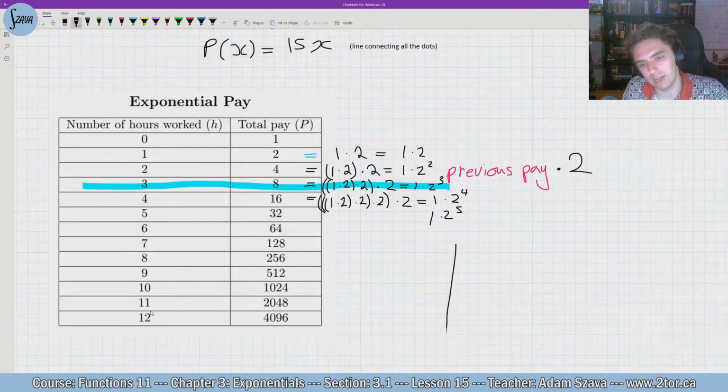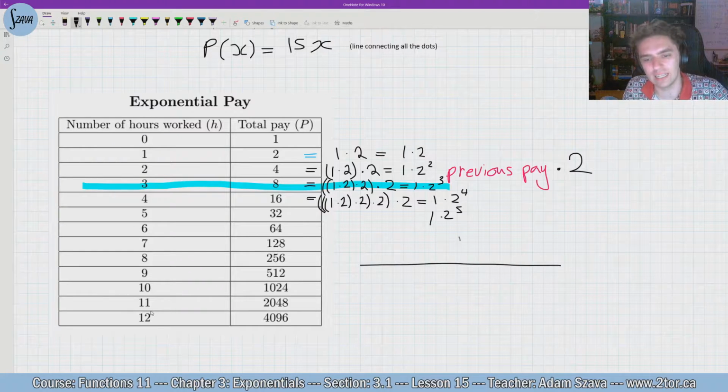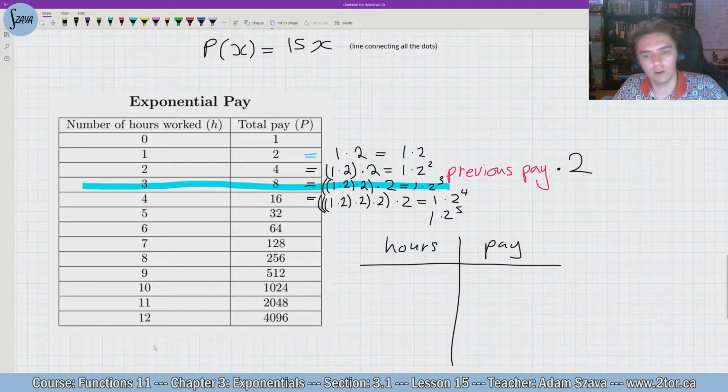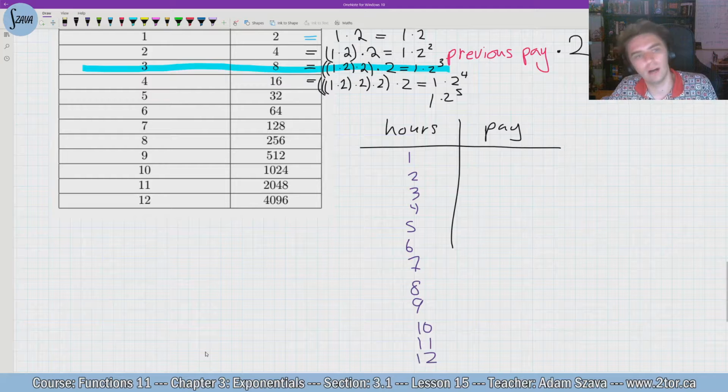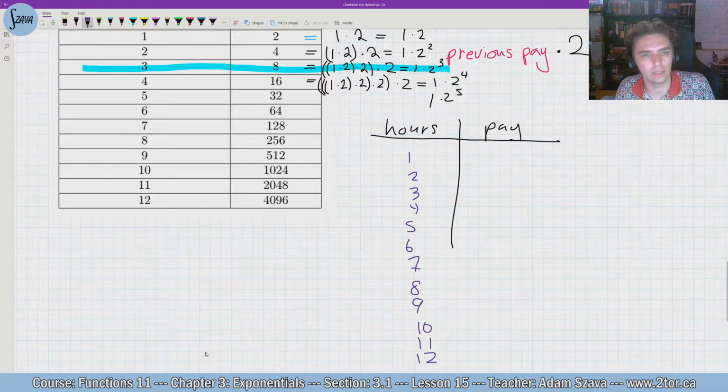So let me make a kind of a side table here of writing this in a different way. This is going to be hours and pay. I'm going to write all of our hours here in a certain color. So 1, 2, 3, 4, 5, 6, 7, 8, 9, 10, 11, 12. And the pay we get, oh, I guess I should have started with 0 actually. So let me just cram 0 in here quickly. The pay we get is 1, well, just 1.